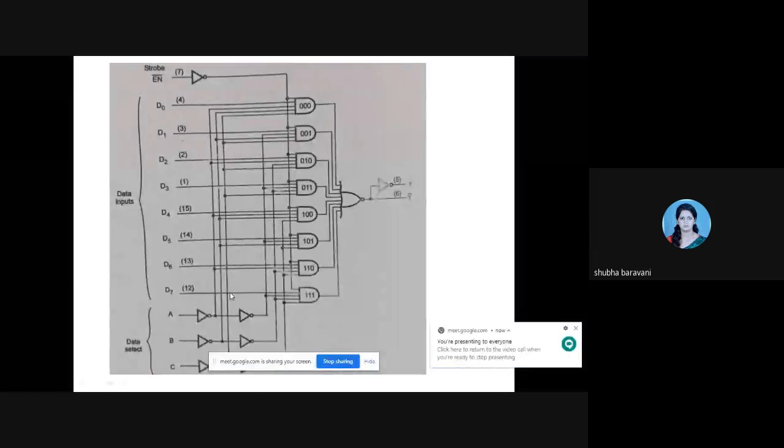Okay, you all could analyze it. Can you read the function table? Have you understood the function table? Yes?